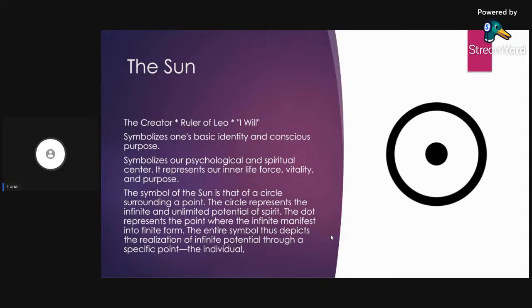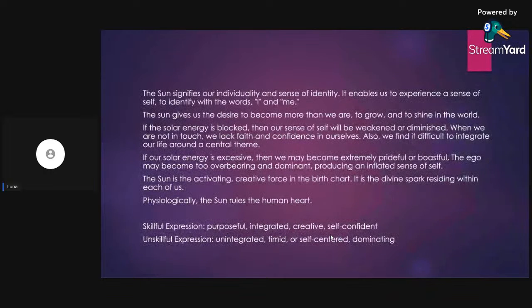So the skillful expressions for the sun are purposeful, integrated, creative, self-confidence. And then unskillful expression is unintegrated, timid, or self-centered and dominating.